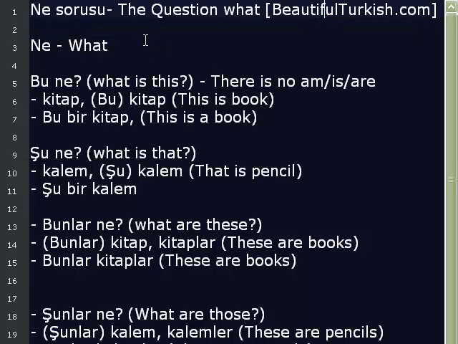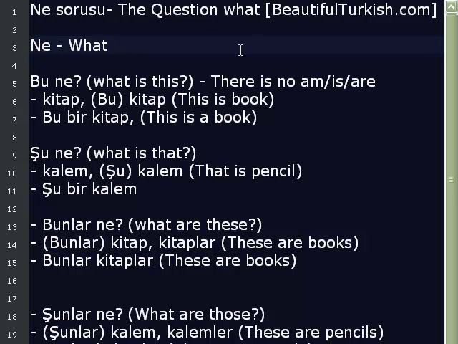Today I want to talk about the question what in Turkish, which is ne, and then I want to do some examples with bu and şu and bunlar and şunlar. We already learned these on the previous lesson, so this is the second lesson of this series. Okay, let's start with ne.